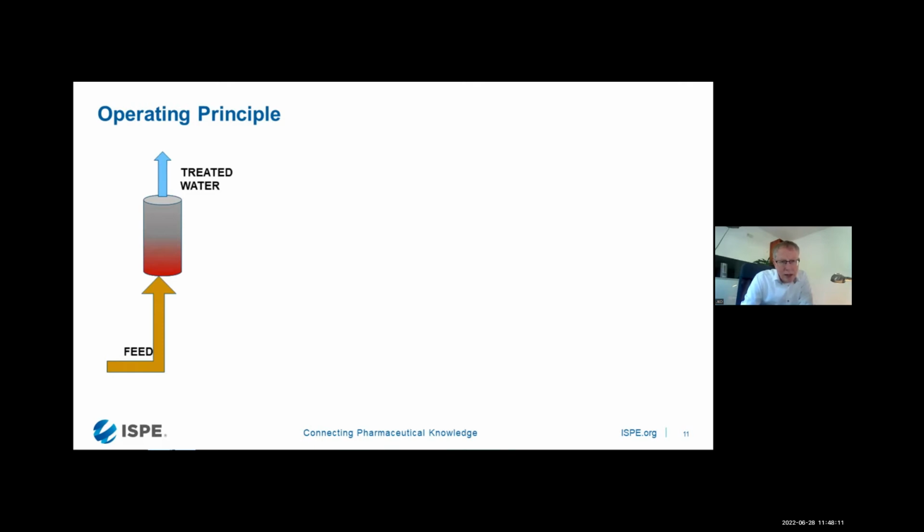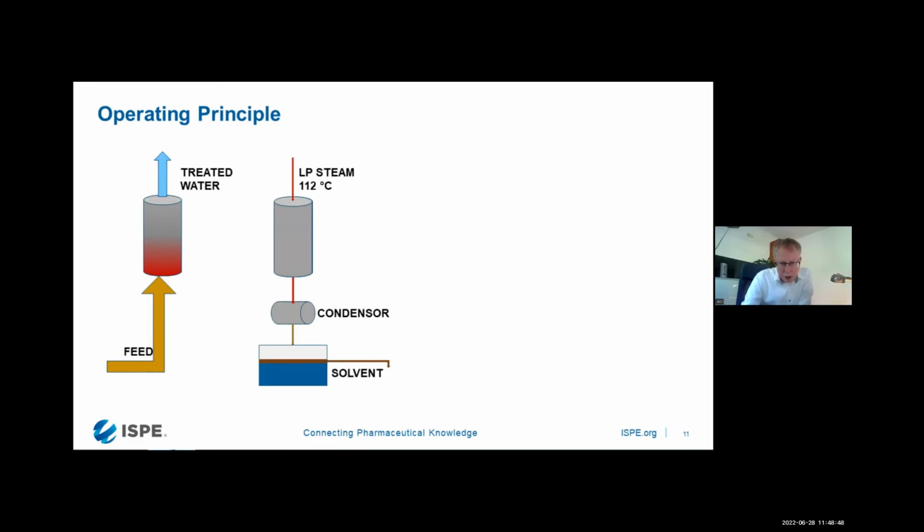You can imagine that this is a process which cannot last forever, so at some point we need to regenerate the column. And we do that by using low pressure steam. Low pressure steam for us means it's steam of approximately 112 degrees centigrade. When we do that, the column is heated up, and the solvents that are in the extraction liquid become volatile. We send it to a condenser, and in the condenser, we condense both the steam and the solvent that was released by the media.